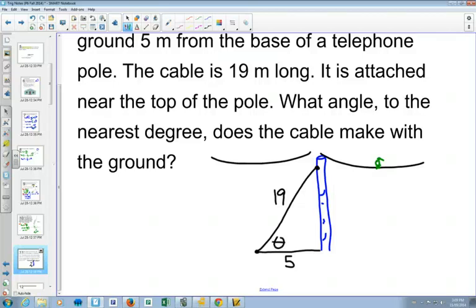This is the angle we want to find. What angle, to the nearest degree, does the cable make with the ground? So there's the angle between the cable and the ground. That's what we want to find. The only thing we know so far with triangles is tangent of any angle is the opposite over the adjacent.